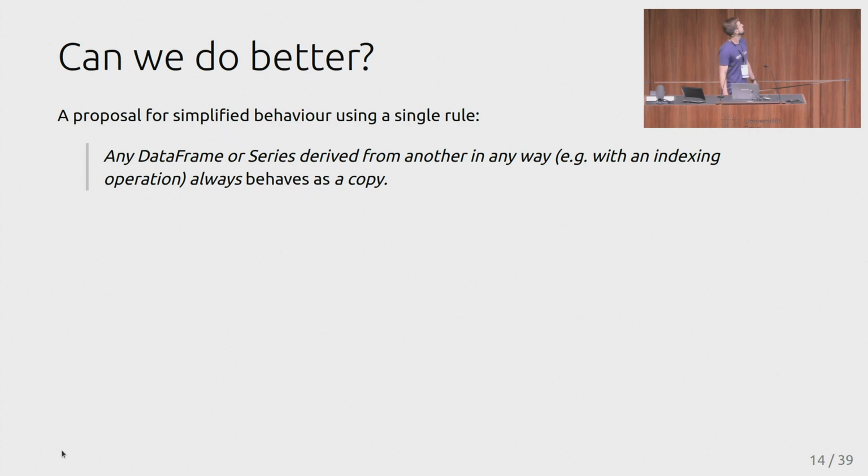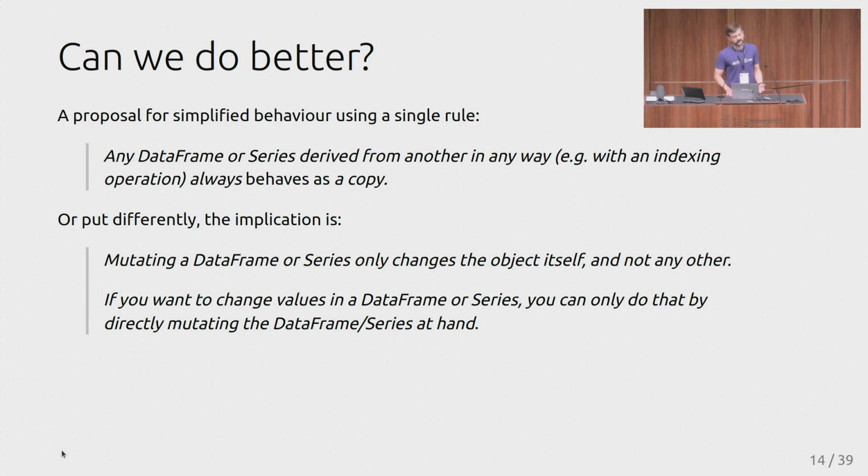Copy on write is summarized in this proposal to have a very simplified behavior. And that behavior is that any data frame or series derived from another, in any way at all, will always behave as a copy. Another way of saying this is that mutating a data frame or series only changes the value in that object and no other object. As a consequence of this, if you want to modify a value in a data frame, you have to do it directly to that data frame or series as well. So that's the proposal for copy on write.